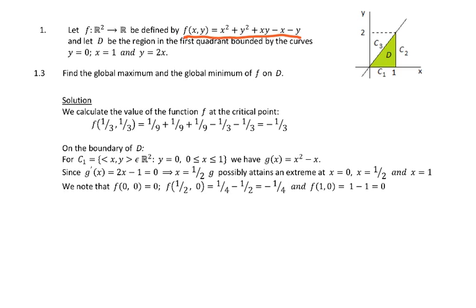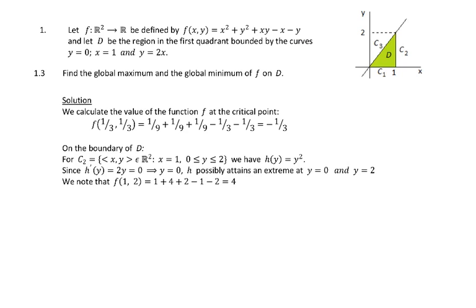Remember that on C1, y is equal to 0. So the points that we are really interested in are the points (0, 0), (1/2, 0), and (1, 0). We calculate the value of the function f at each of these points.